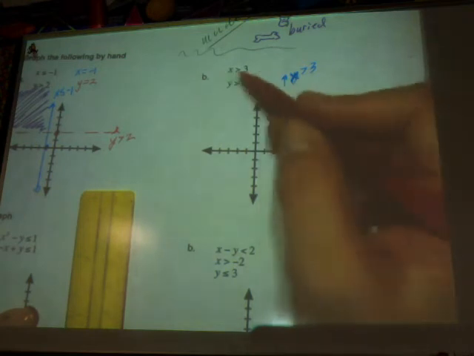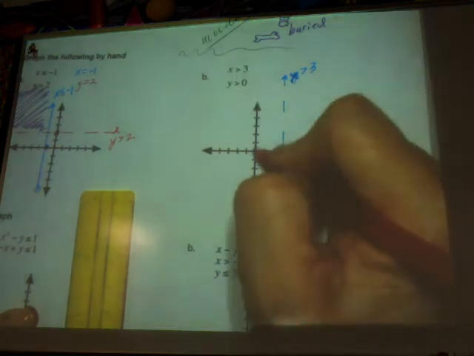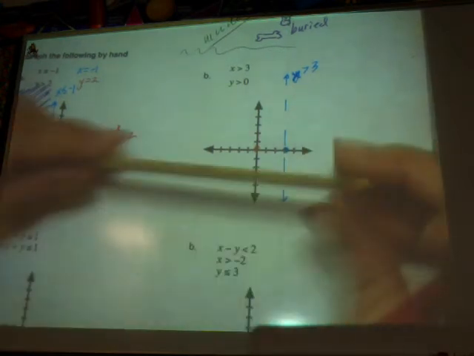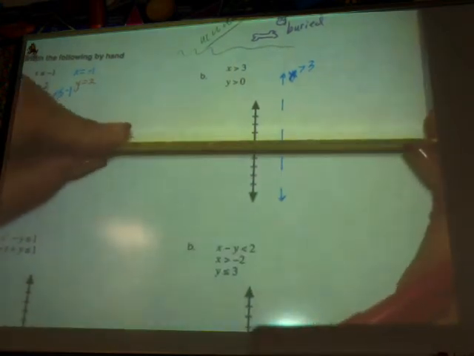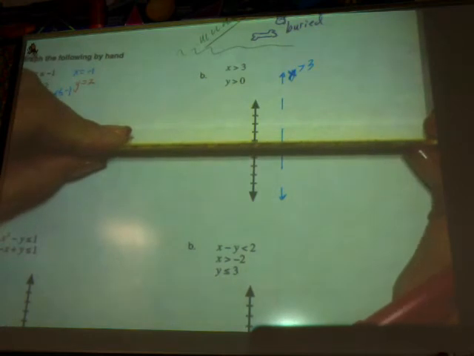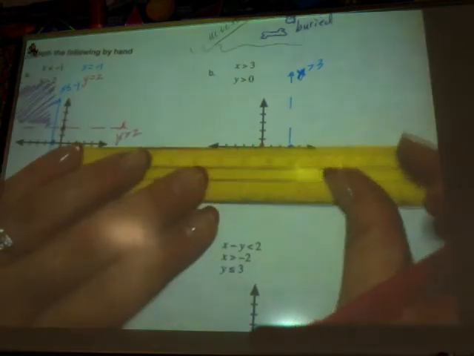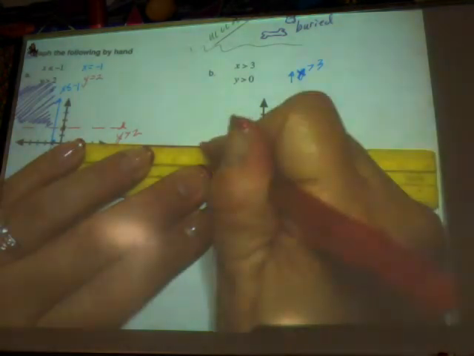Now the y equals 0 is interesting. Wouldn't the point be here on the y-axis? Remember, you're cutting the y-axis. Isn't the x-axis our boundary right here? And you want to make sure that it's quite obvious that it's dotted. So make it really bold.